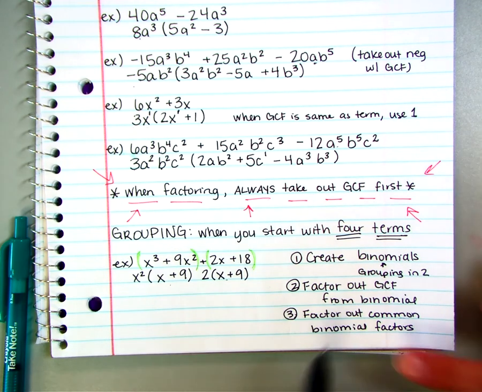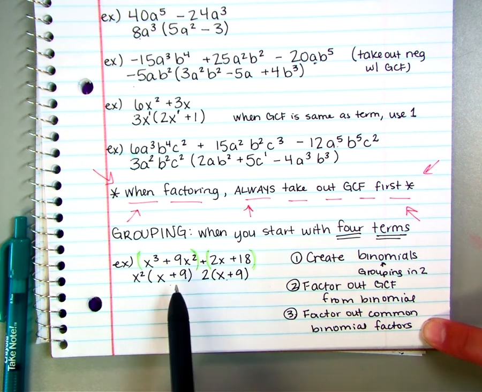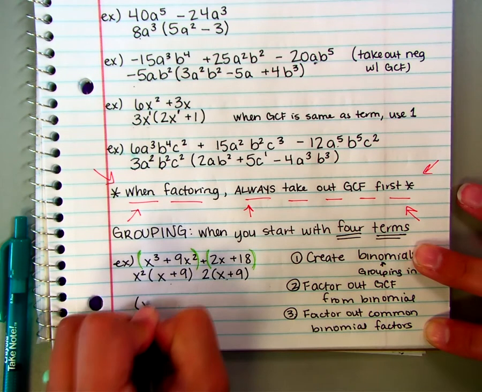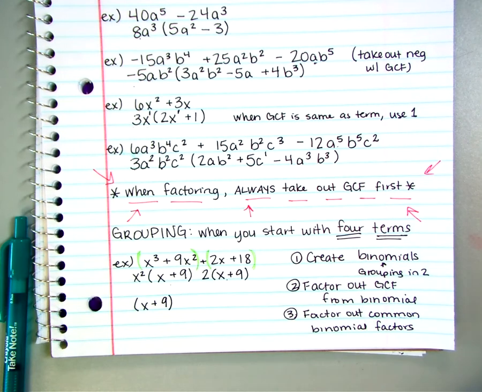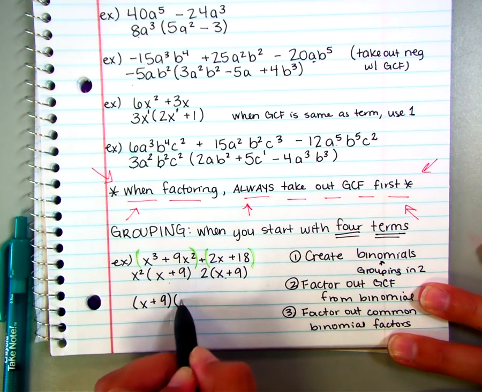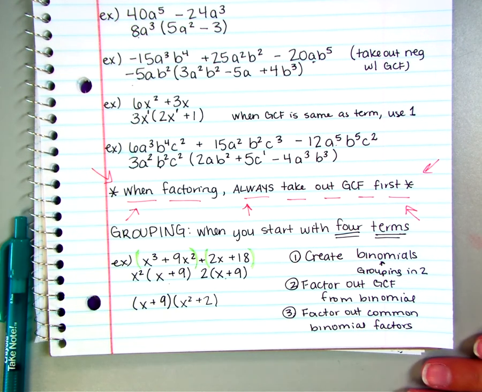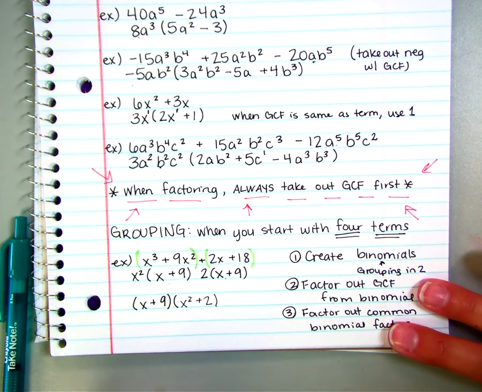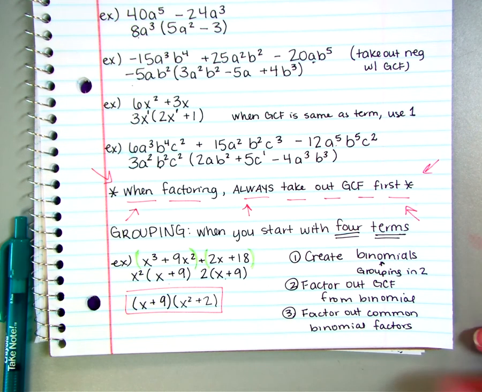And so this last step is just saying factor out the common binomial factors. You've already got another thing in common, that x plus 9. So in your final answer, you're going to repeat that x plus 9 one more time. Basically, you're factoring it out. Mathematically, that's what you're doing. And then you're going to put your outside stuff, x squared and 2, together. So x squared plus 2 is the other factor. And that's your final answer. I think it's pretty cool. It's pretty mathematical.